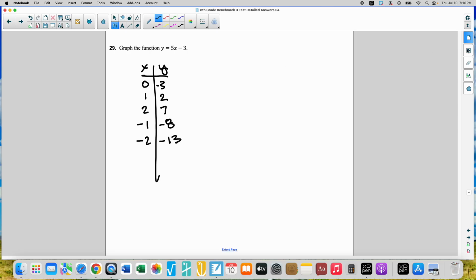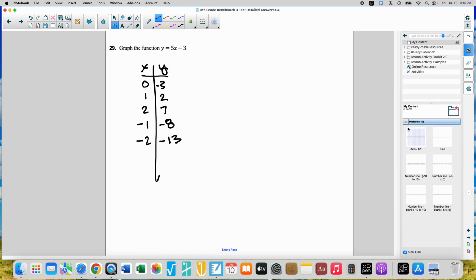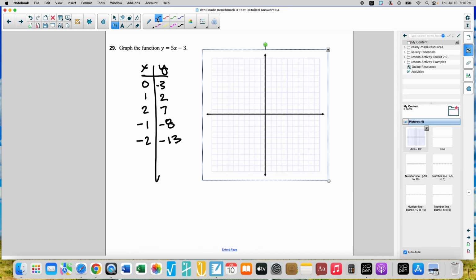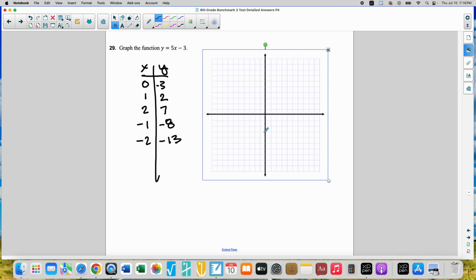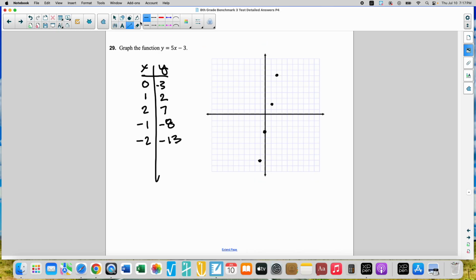So now we're going to graph that. We'll grab a graph from here, and we'll plot these points. So 0, -3, 1, 2, 2, 7, and then we can do -1, -8, and we notice that you get a nice straight line, a linear line. And of course, this is a linear equation, and so this would represent all the solutions.